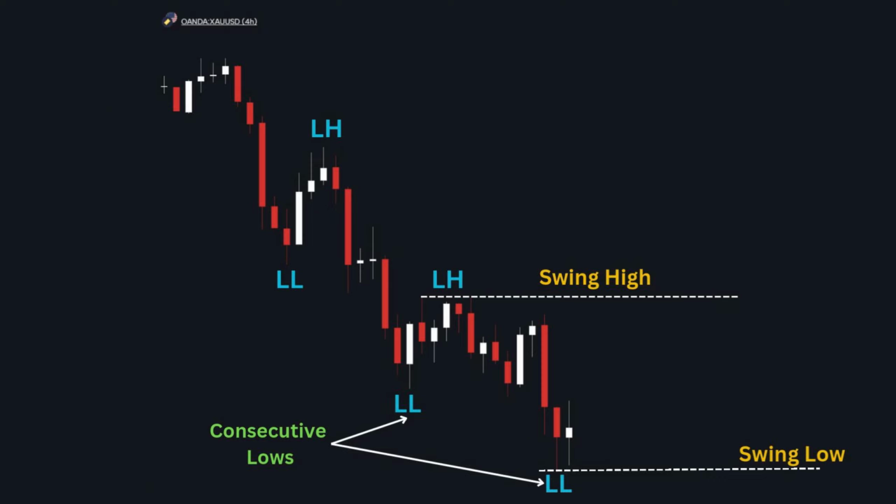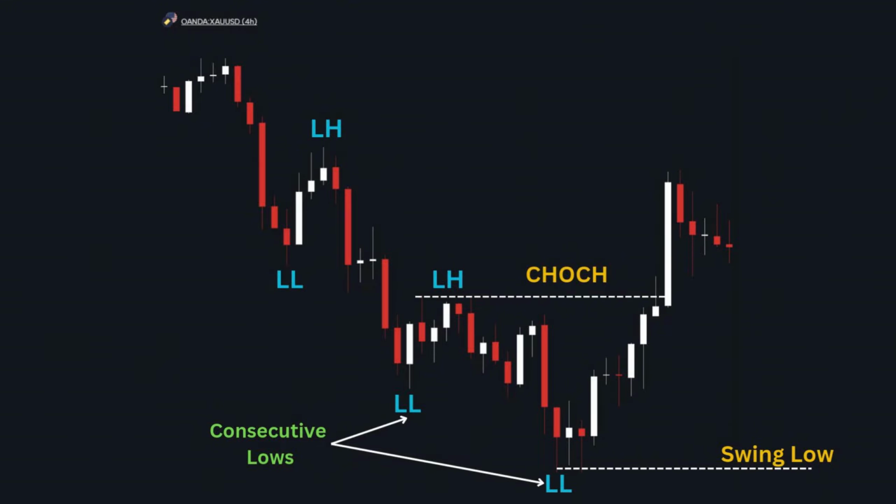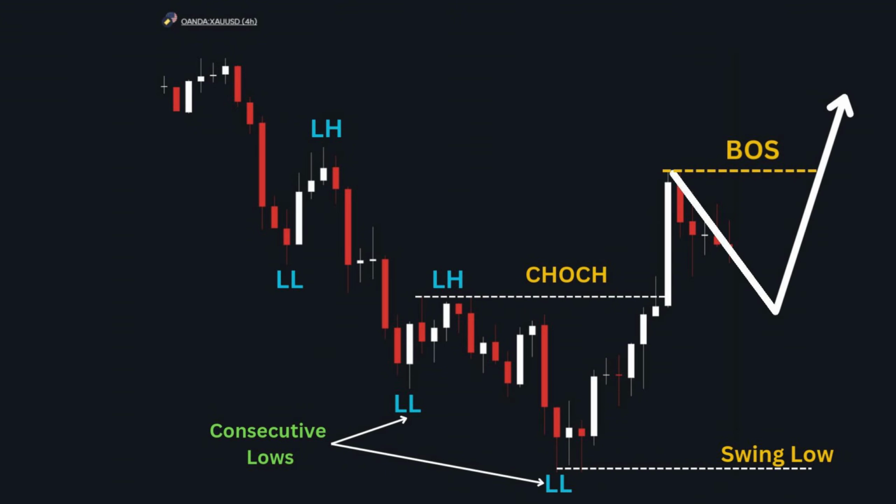But what if price breaks this swing high to the upside, and makes a valid change of character? Then we will no longer be in a downtrend, and our current market trend will be considered bullish. And now we just have to wait for a break of structure after this change of character to make sure that our trend has shifted. After that, we will mark our new key levels and look for long opportunities. And this is all we have to do in our first step.